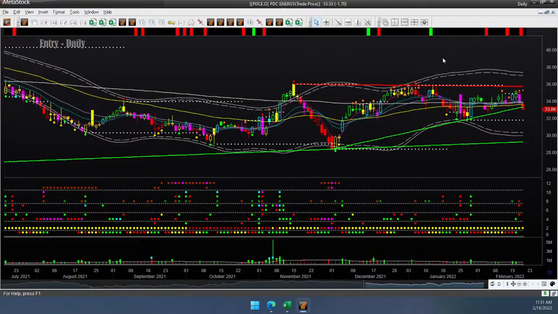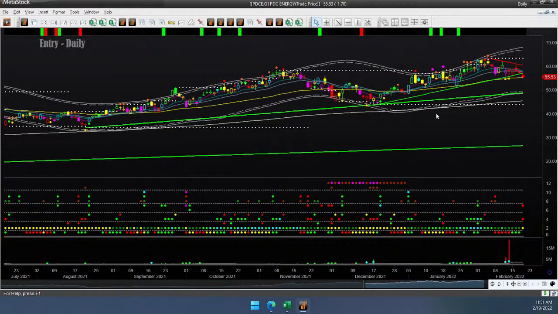Let's see if we have any other stock left. PDCE. Again, I'm reading the name from the top. Ticker and name PDC Energy. Again, an energy sector stock, and this is giving a breakdown setup just like ACIW I saw earlier. This is giving a possible short setup using daily chart as well.